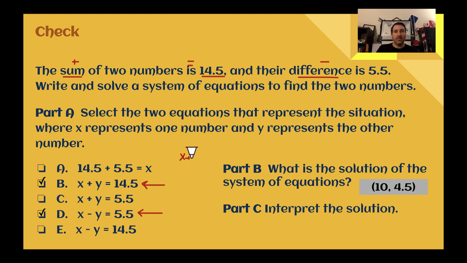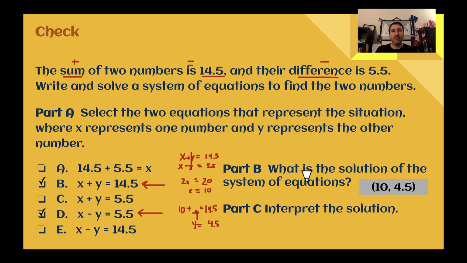If we were to solve this, we would just use elimination. So x plus y and x minus y give us 14.5 and 5.5. Add them together. My y is eliminated. 2x equals 20, so x equals 10. Plug it back in. 10 plus something, which that's your y value, is 14.5. So y must be equal to 4.5. So that would fit right there.